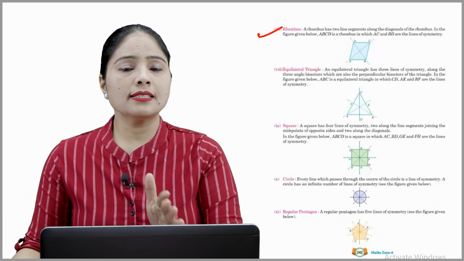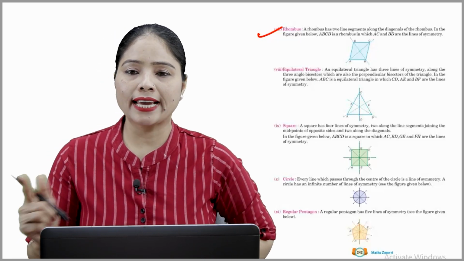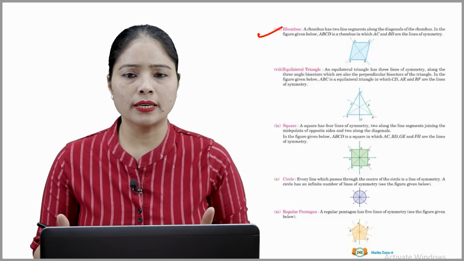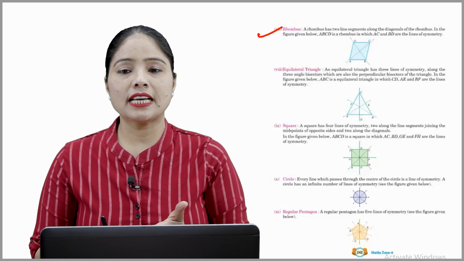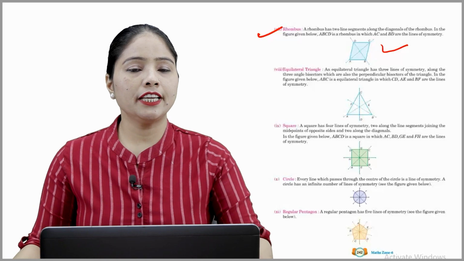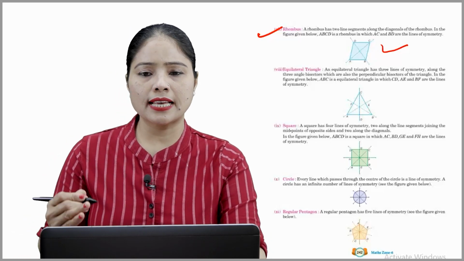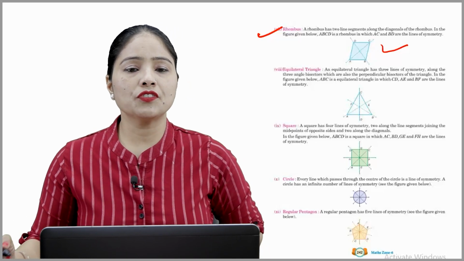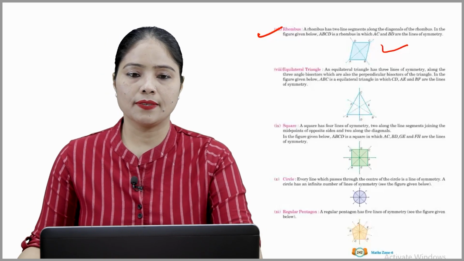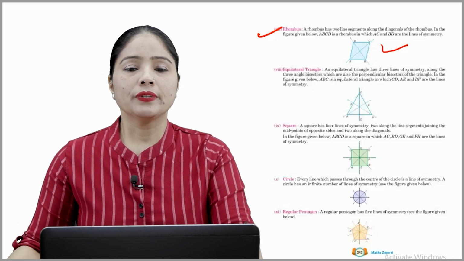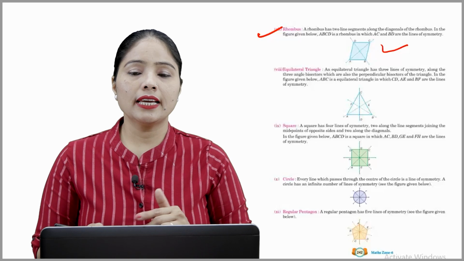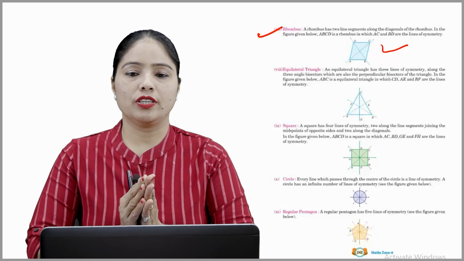A rhombus has two lines of symmetry along the diagonals of the rhombus. In the figure given below, ABCD is a rhombus in which AC and BD are lines of symmetry, like this. After that, equilateral triangles. An equilateral triangle has three lines of symmetry along the three angle bisectors, which are also the perpendicular bisectors of the sides. In the figure given below, ABC is an equilateral triangle in which CD, AE and BF are the lines of symmetry, like that.